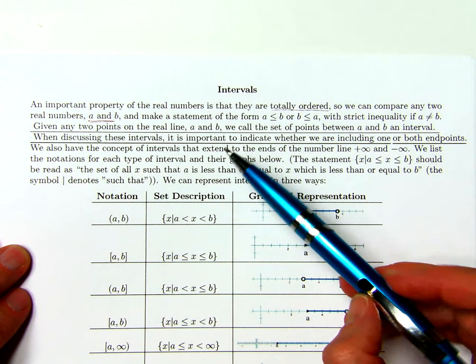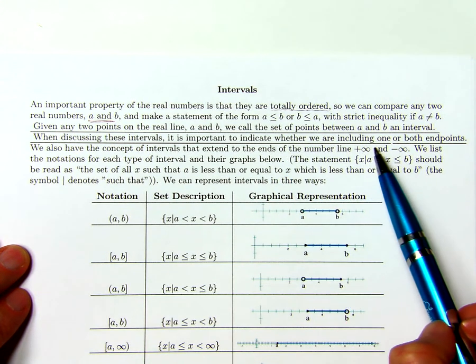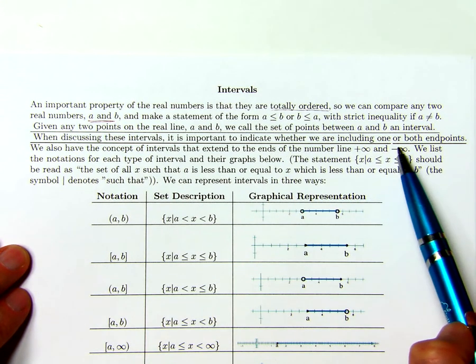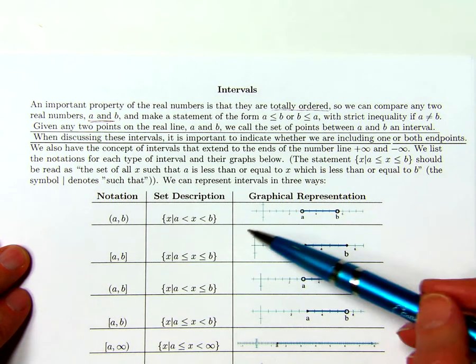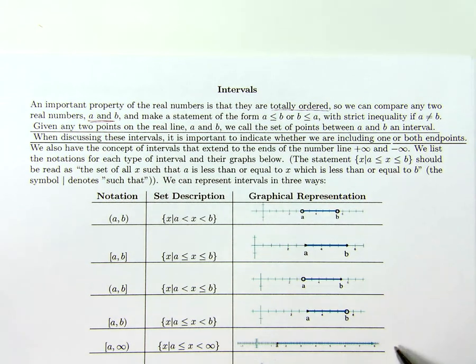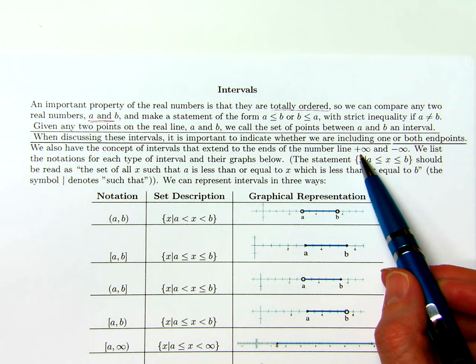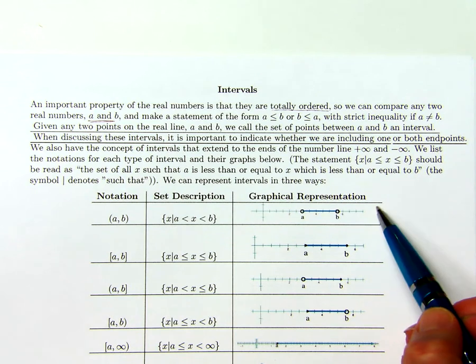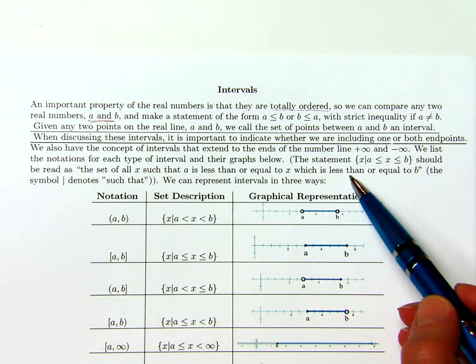When we're talking about these intervals, it's important to indicate whether we're going to include one or both endpoints or neither of the endpoints in our set. So we have several different types of intervals, and you'll see below we have 3 different ways of describing or representing them. We also have intervals which extend to plus and minus infinity, and we'll show the notations for each type below.